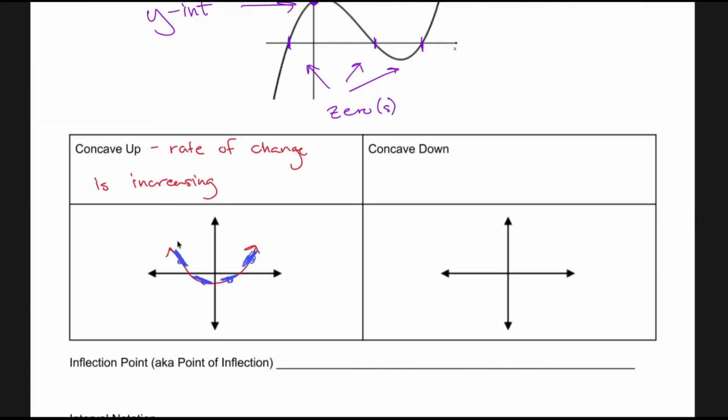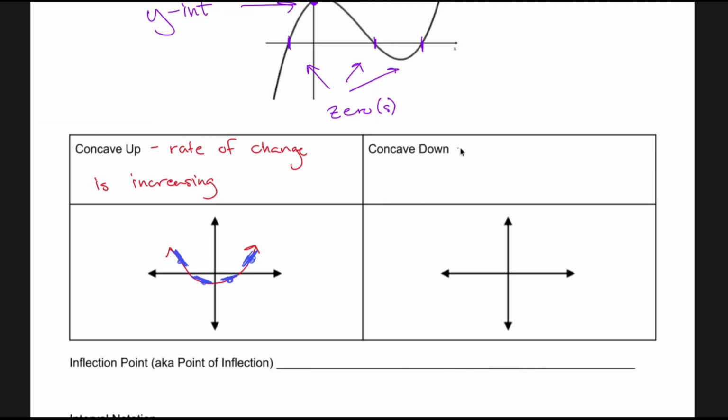So my rate of change as I move from left to right, my slope is increasing. I go from a negative, small positive, big positive. My rate of change is increasing if something is concave up. And again, what that looks like is a bowl or something like that.